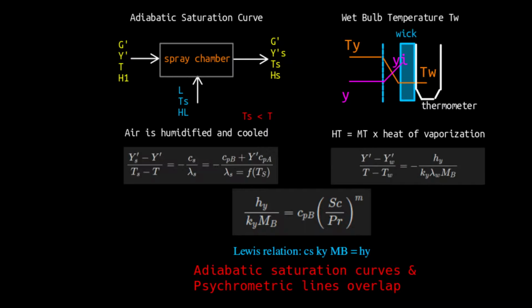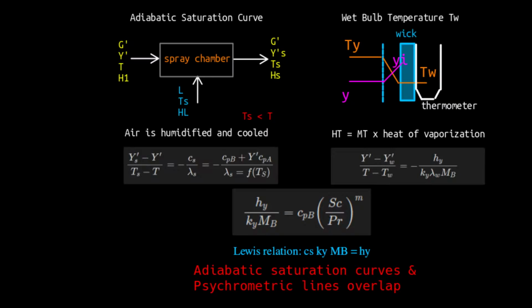Based on the mass and enthalpy balance, we find that the sensible heat given up by the gas equals the latent heat needed to evaporate the water. That is, Cs into T minus Ts equals lambda S into Y dash S minus Y dash. Rearranging this, we get the form of a line which starts at the saturation point Ts, Ys dash and has a slope of minus Cs by lambda S. This line is the adiabatic saturation line which we saw in the humidity chart. So they have the slopes of Cs by lambda S.